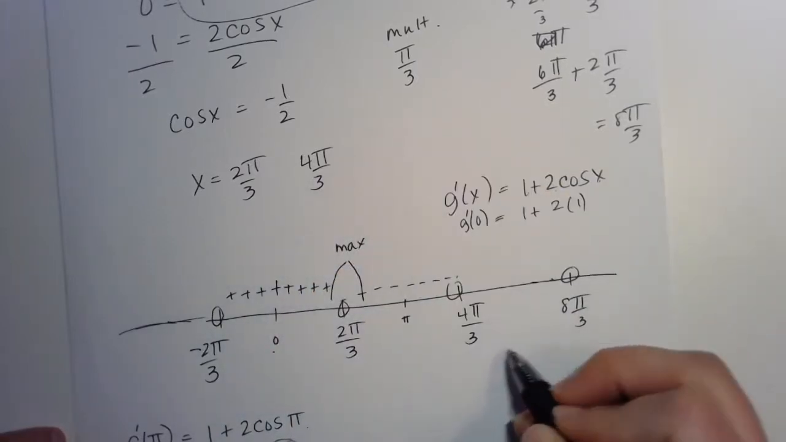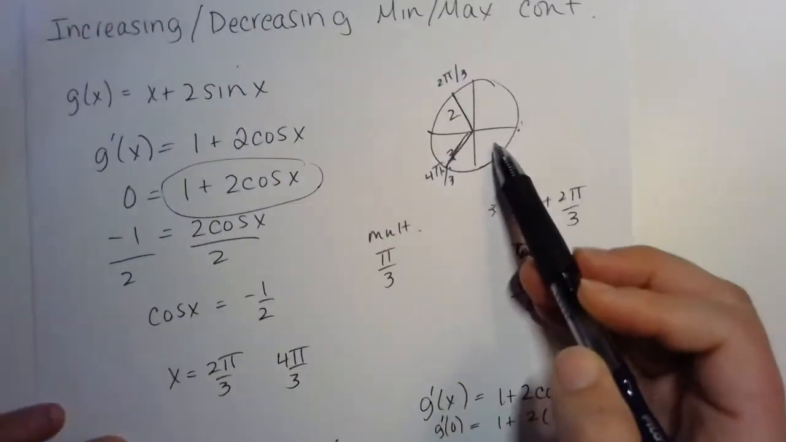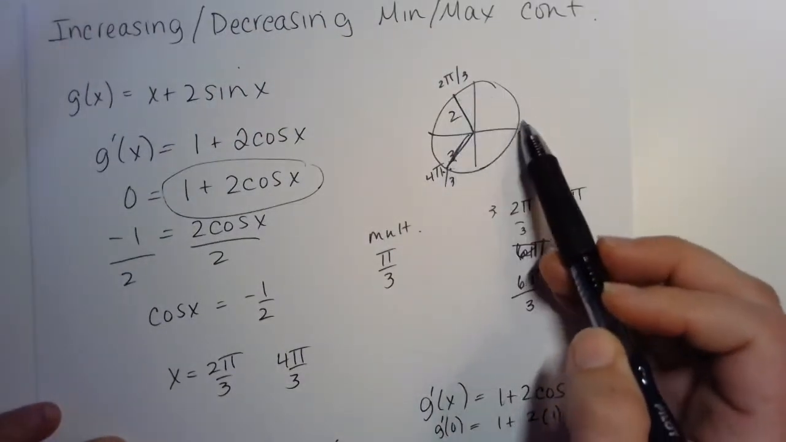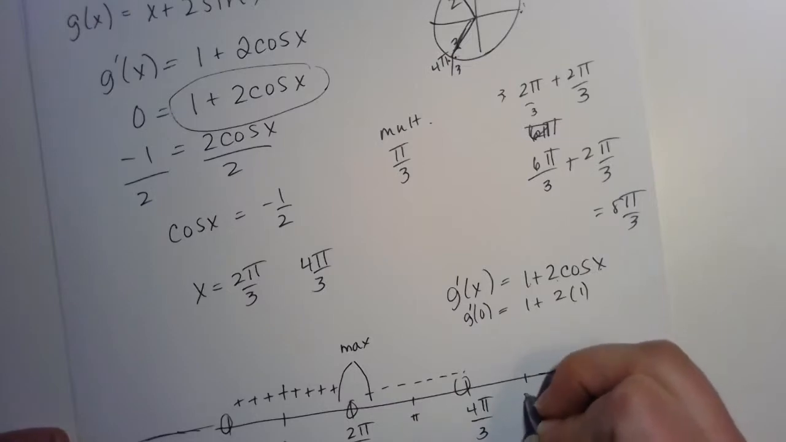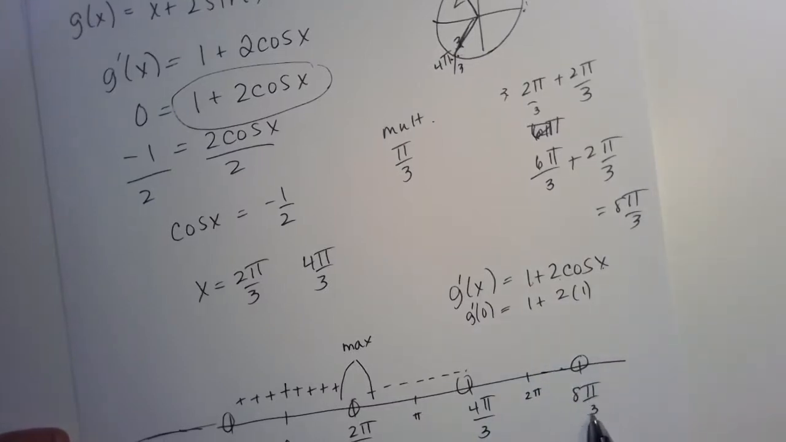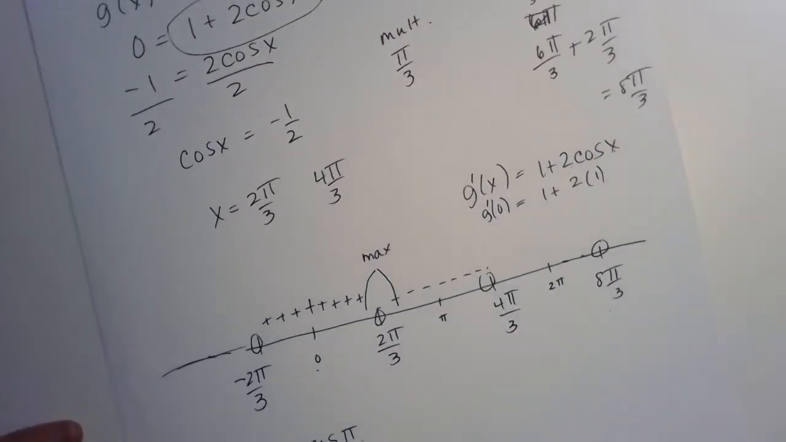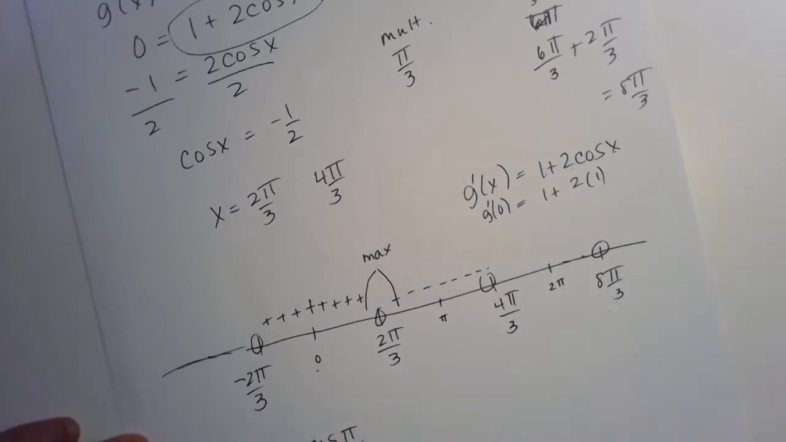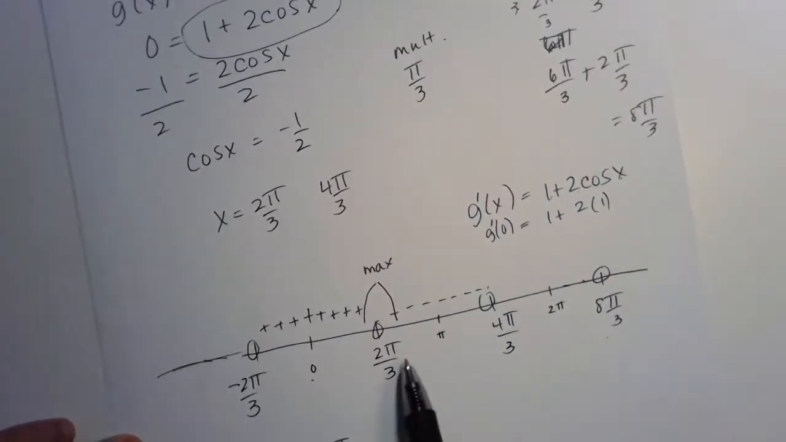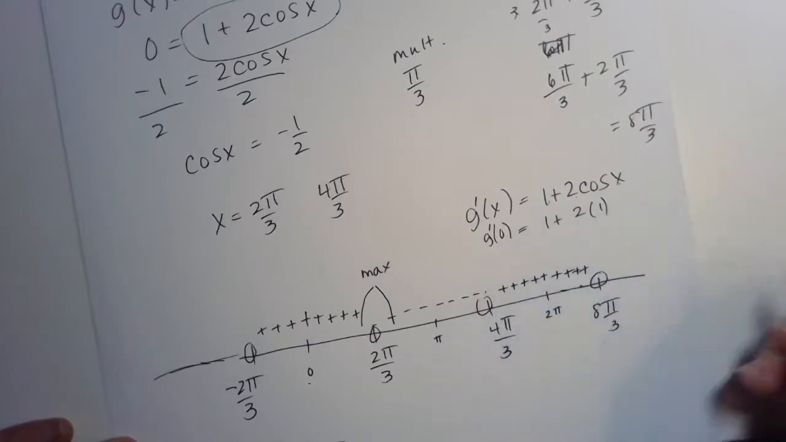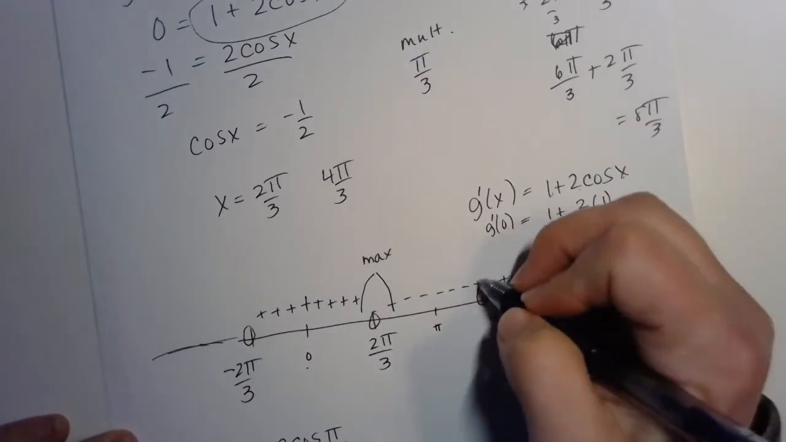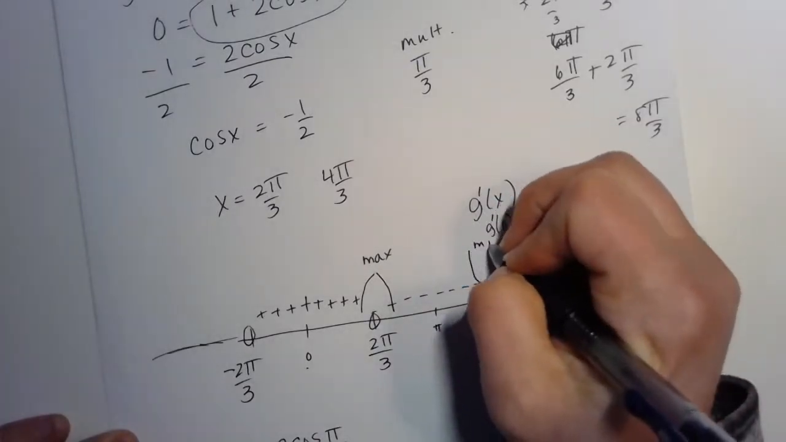Okay, and now 4 pi over 3 and 8 pi over 3. So from here to here, essentially, I'm going to pass through here again, which in this case would be 2 pi, right? Because 6 pi over 3 would be 2 pi, so 2 pi is in the middle. And g prime of 2 pi is exactly the same as g prime of 0, right? Because it lands in the exact same place right here, and g prime of 0 is positive. So now I have all positive values in here between 4 pi over 3 and 8 pi over 3, because it doesn't hit 0 anywhere else in there.